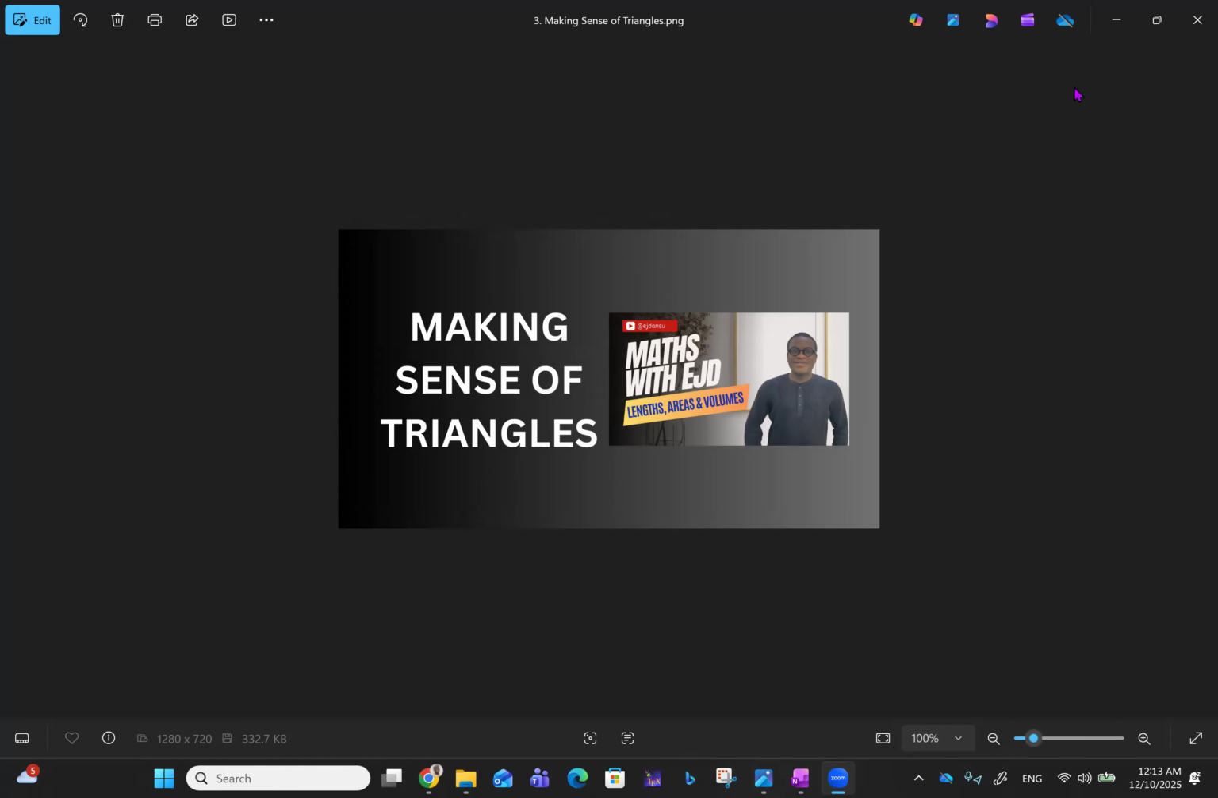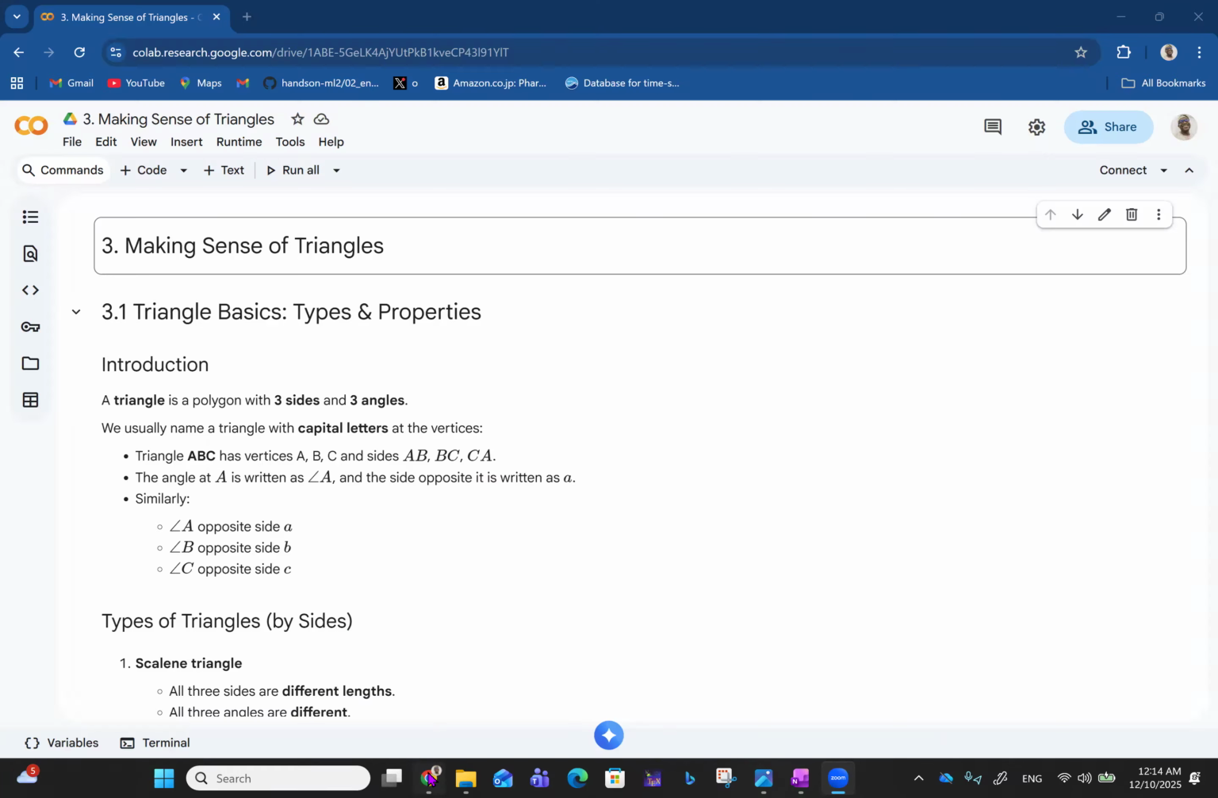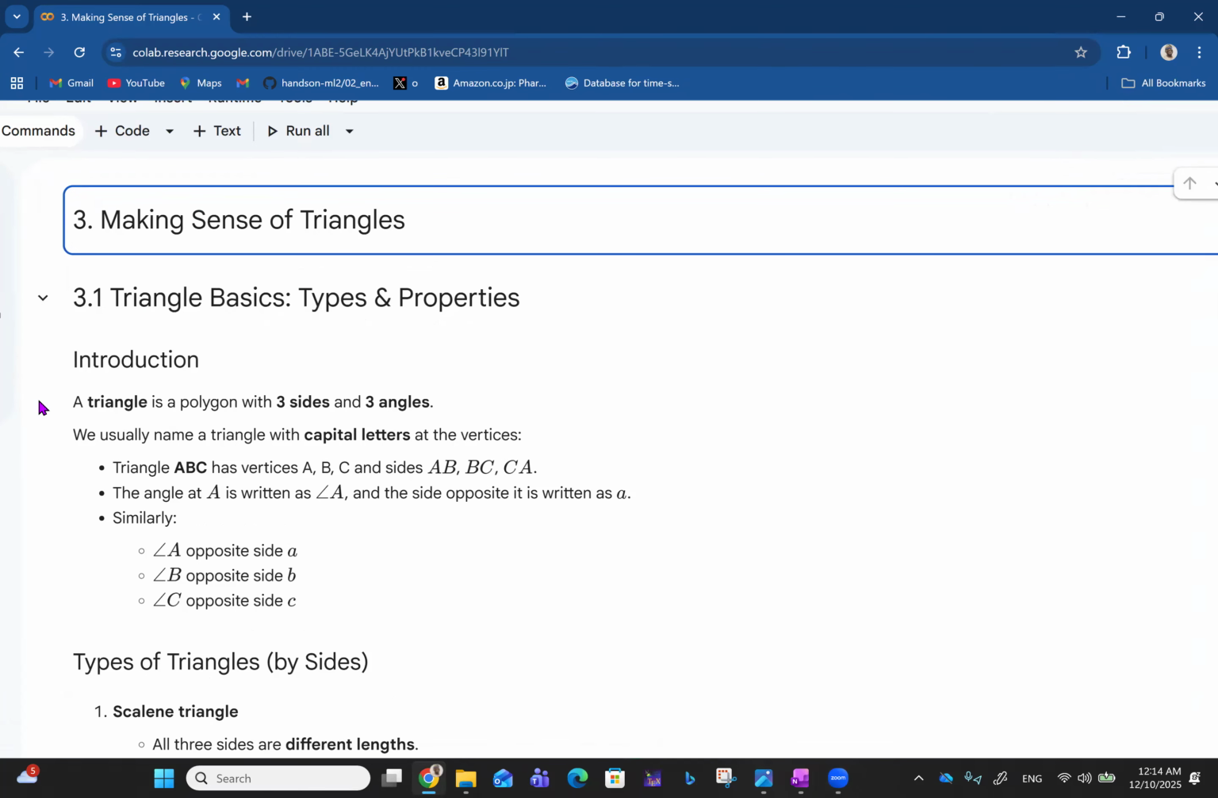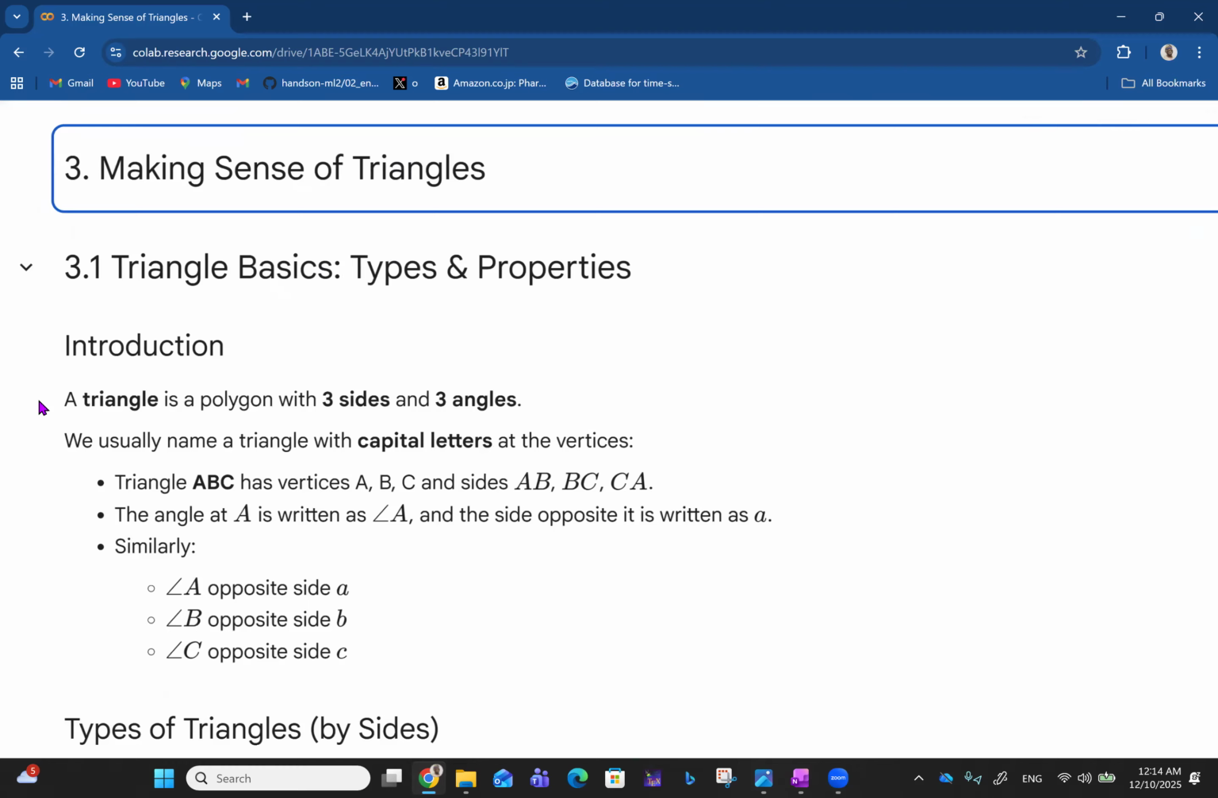Lengths, areas, and volumes is what we're still talking about. And since we've taken care of the beginning ideas like measurement and units, as well as perimeters and line segments, it's now time to start looking at different shapes, and we get to consider lengths, areas, and volumes attached to them as much as possible. So, the video here is about making sense of triangles.